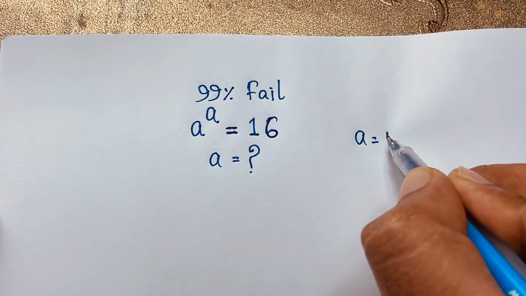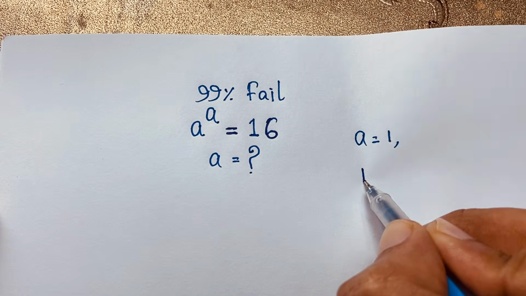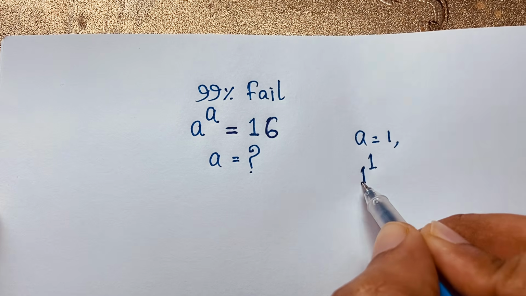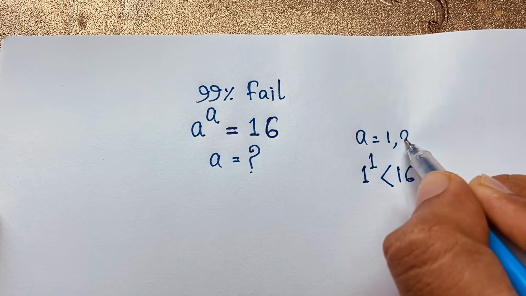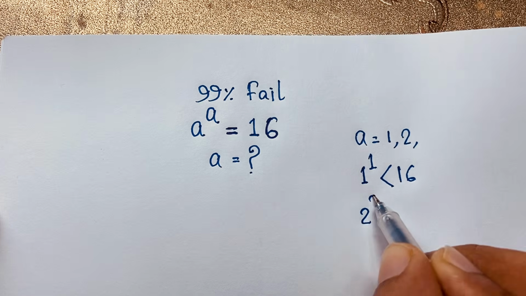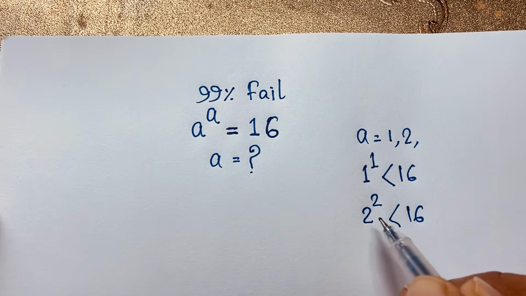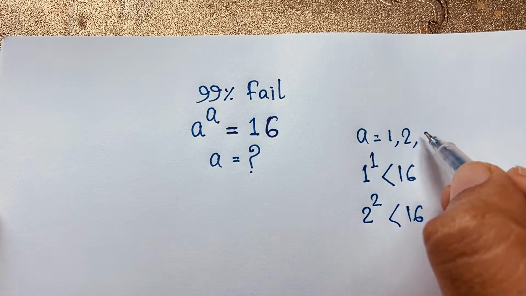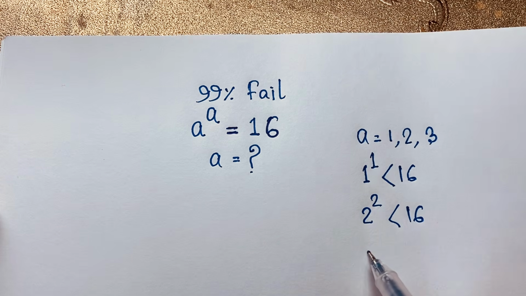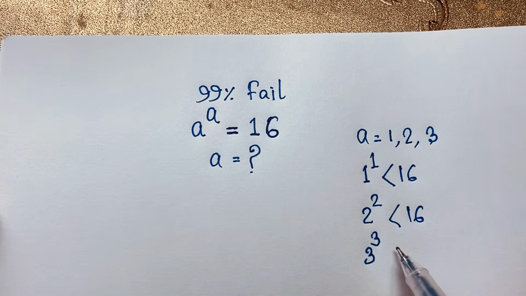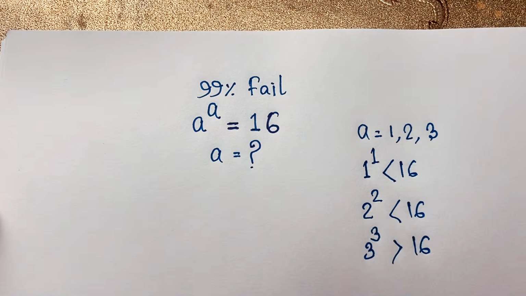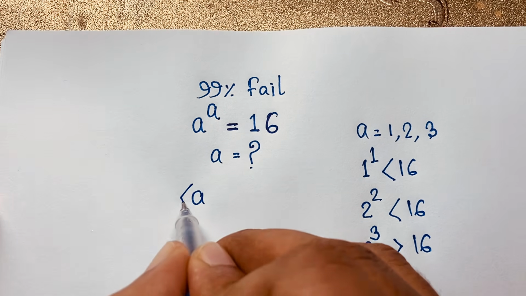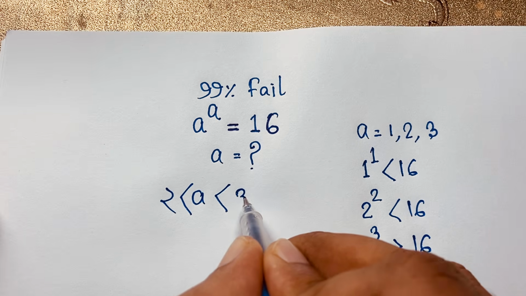I will solve this question with a method. If you think a is equal to 1, you can say easily 1 to the power 1 is less than 16. Now, if you think a is equal to 2, then 2 to the power 2, which is 4, is also less than 16. But if you think a is equal to 3, then 3 to the power 3, which is 27, is greater than 16. So at this moment, you can see a is greater than 2 and less than 3.